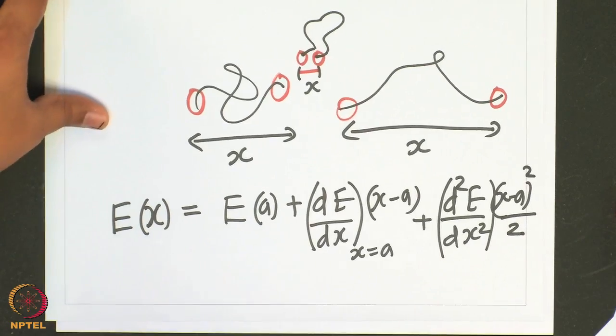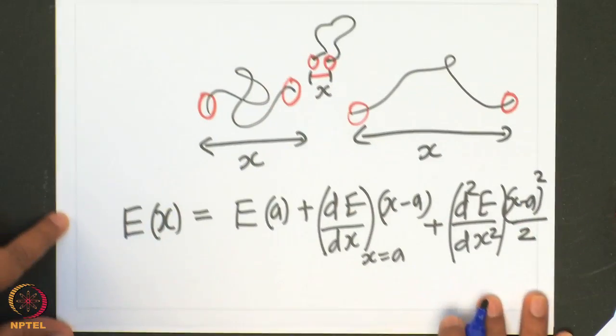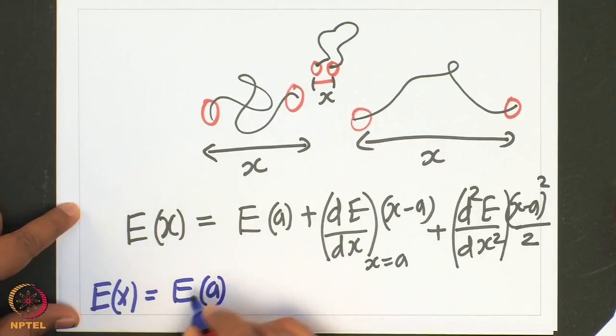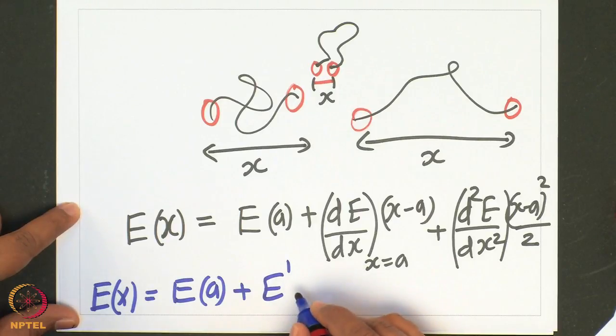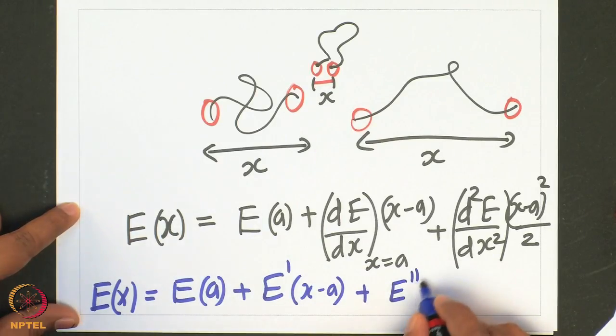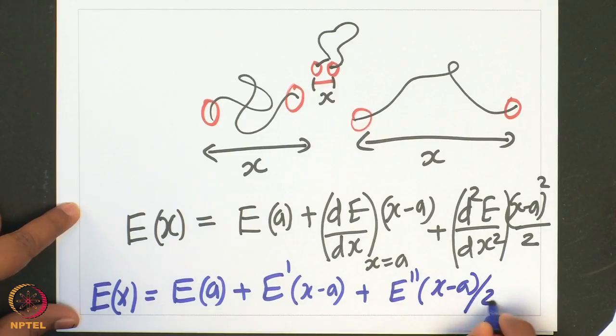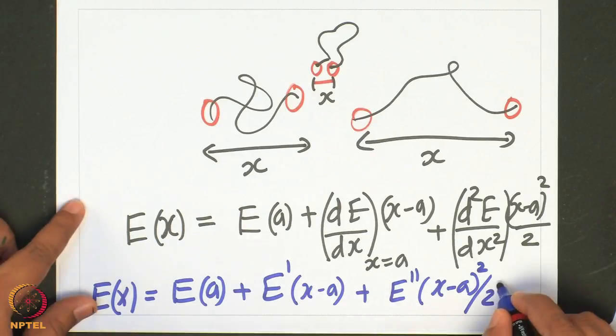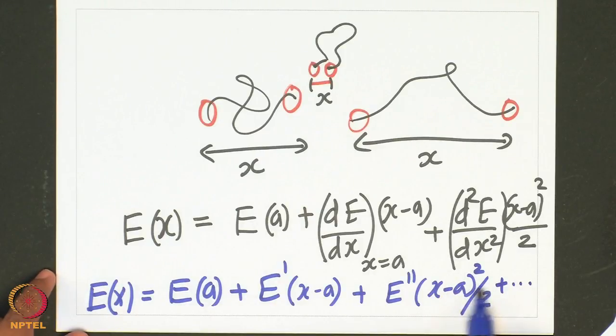Right? So let me rewrite this a little bit more carefully. Energy at any point x can be written as the energy of some configuration a. So the energy of the configuration having distance x is the energy of this configuration plus the derivative of energy, E prime, meaning dE by dx, times x minus a, plus E double prime, the second derivative of energy, times x minus a whole square divided by 2, plus dot dot dot. If I assume x is very close to a, I can neglect x minus a cube and x minus a power 4 etc., which will be very small compared to x minus a. So I can neglect it.